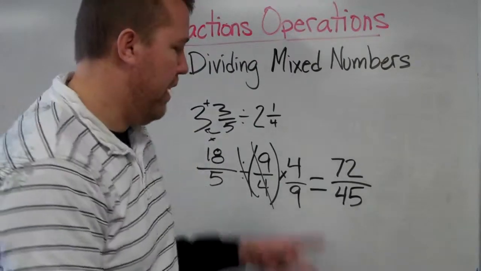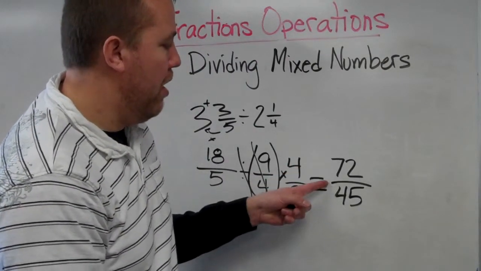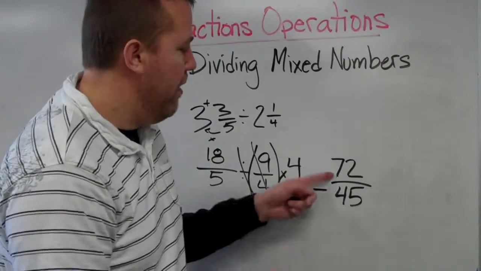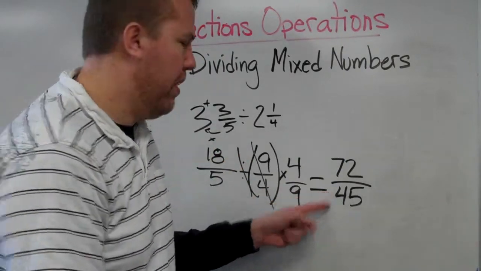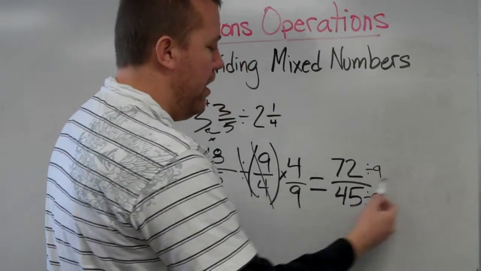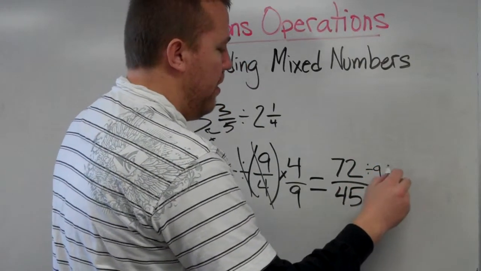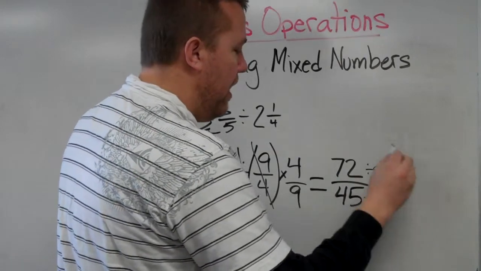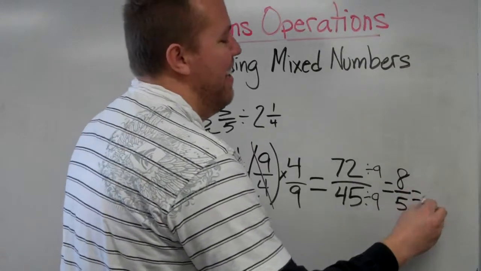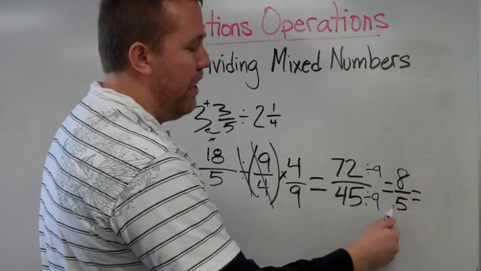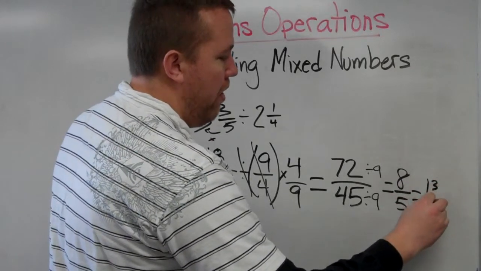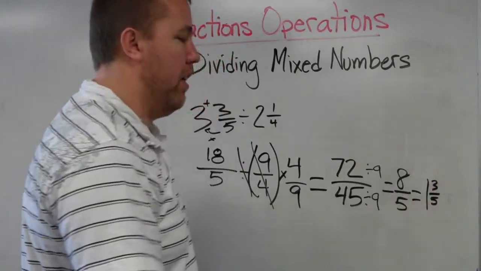So let's simplify it. I can do it one of two ways. I'll do them both. Hey, 9 goes into both of those, so let's divide both sides by 9. Now, 72 divided by 9 is 8. 45 divided by 9 is 5. Now, keep simplifying, change that to a mixed number. 5 goes into 8 1 whole time with a remainder of 3, and we're talking fifths.